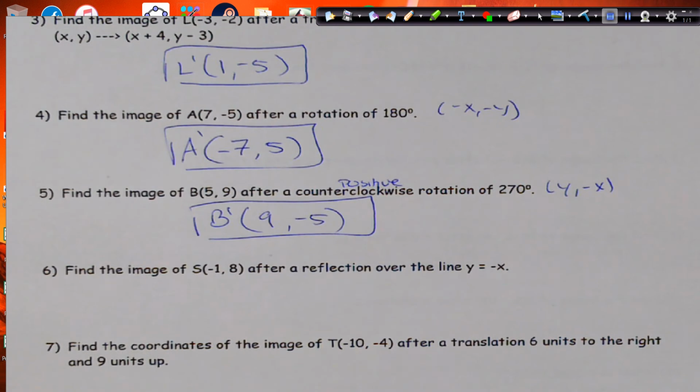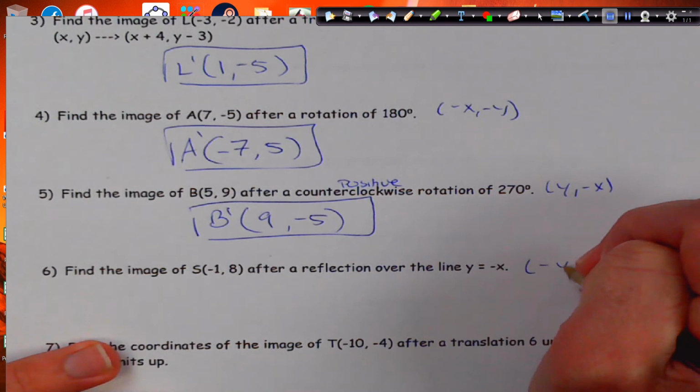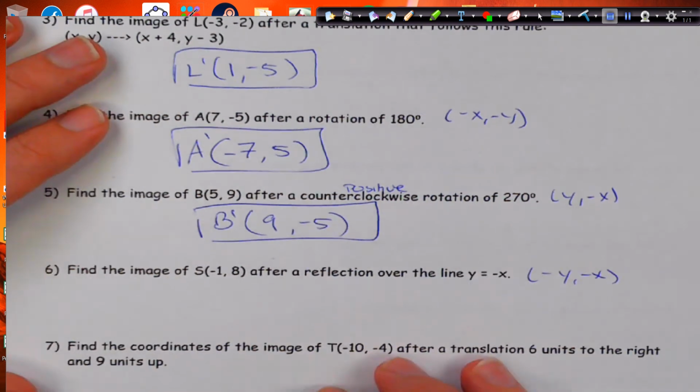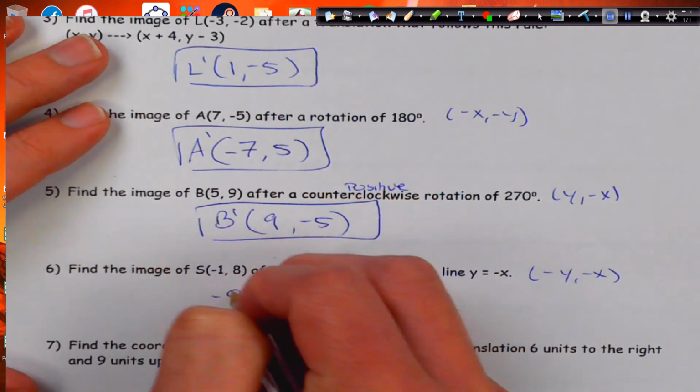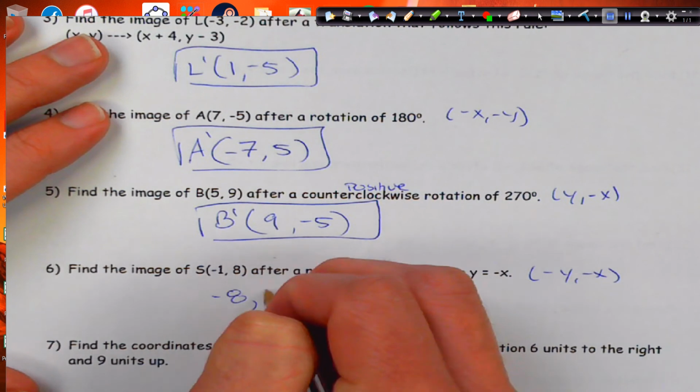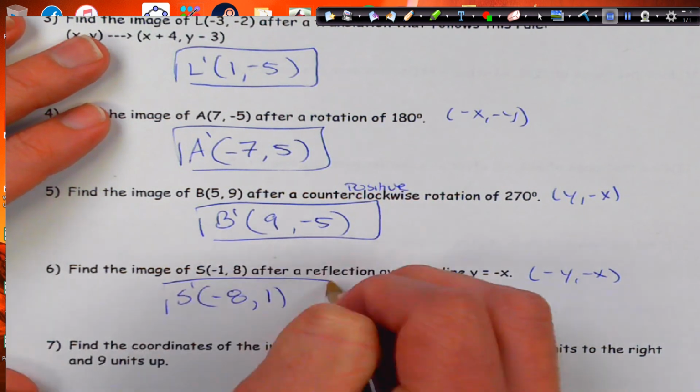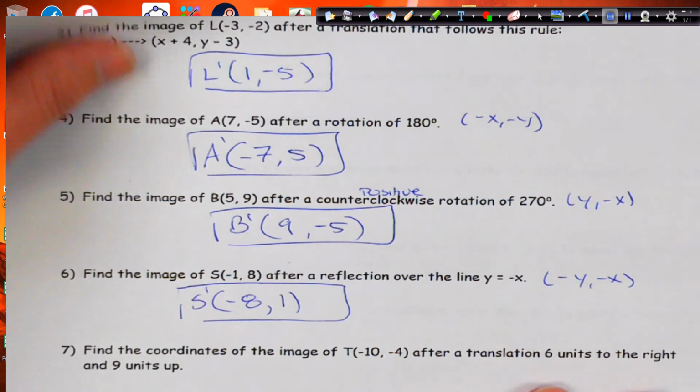S negative 1, 8 after reflection over the y equals negative x line. That's going to flip the 2 and make them change signs. So 8 is going to go to the front and become negative, and x is going to go to the back and become positive, and that's S prime.